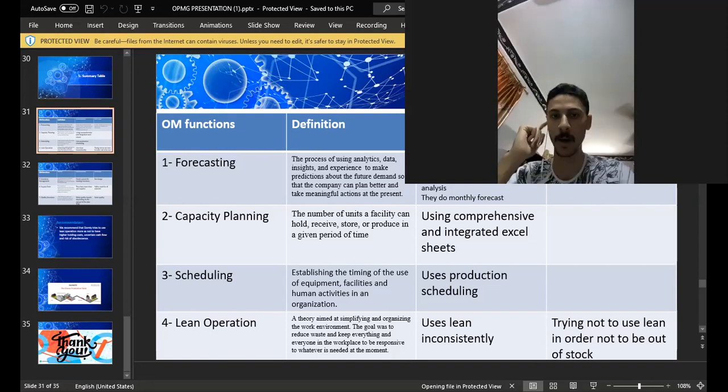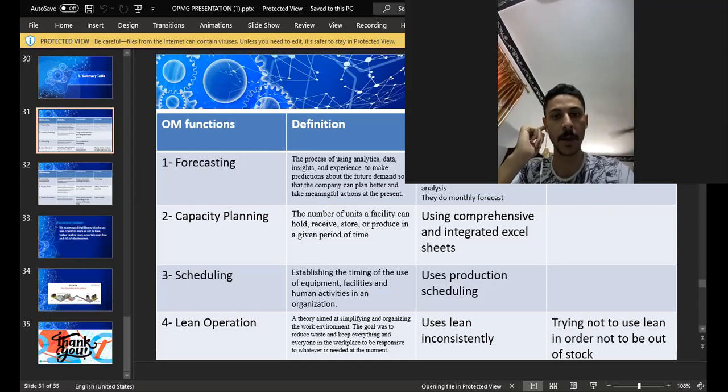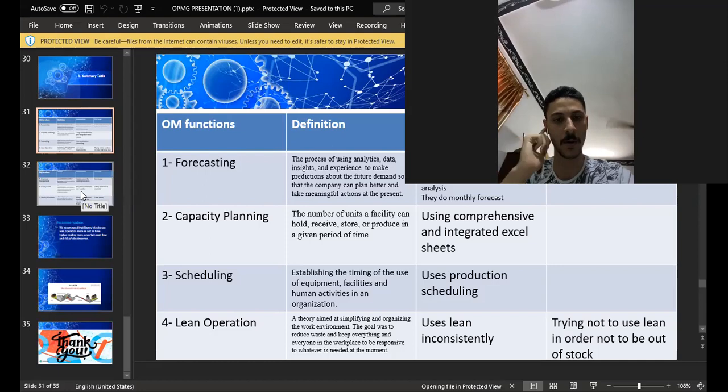Okay, capacity planning, as I said, means the number of units the facility can hold, receive, store or produce for a period of time. In the business application, as I said, Domty is using integrated Excel sheets to be more flexible and easier to add new factors to the old factors. The next function: scheduling.